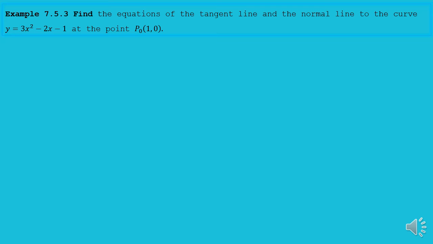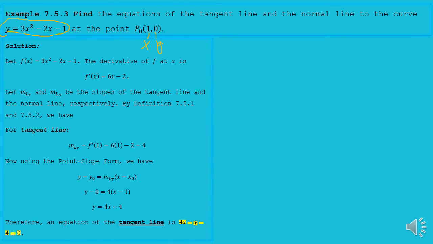For example, find the equations of the tangent line and the normal line to the curve y equals 3x squared minus 2x minus 1 at the point P sub O, (1, 0). So, given ang curve, which means kukunin natin ang derivative para makuha natin ang slope ng tangent line at ng normal line. Given ang point, ang x coordinate natin ay 1 at ang y coordinate ay 0. Kaya kukunin natin ang slope of tangent line. Okay. So here's the solution.